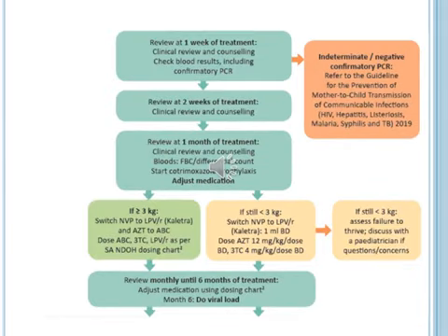Then you review them at 1 week of treatment. You check the blood results, including your confirmatory PCR. If your confirmatory PCR comes back as indeterminate or even negative, you follow the same route. You repeat a PCR and a viral load, stick it onto a referral letter, and refer the patient. You then see them again at 2 weeks and then at 1 month on treatment. You review them and then you adjust the medication.